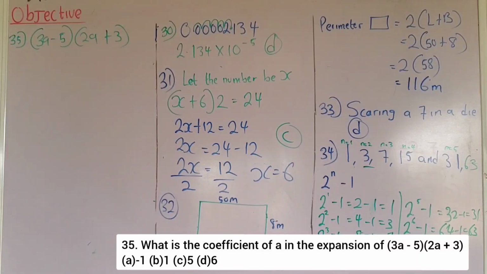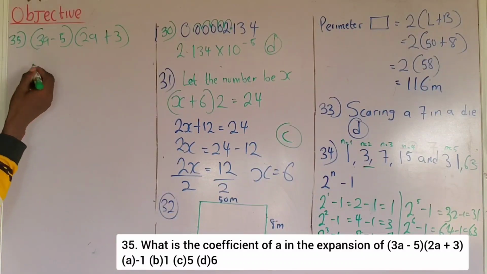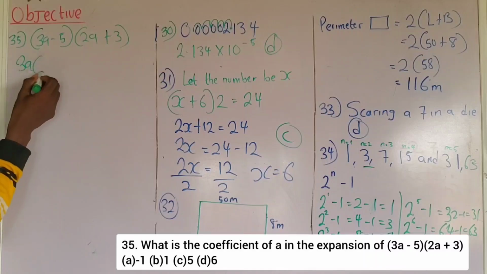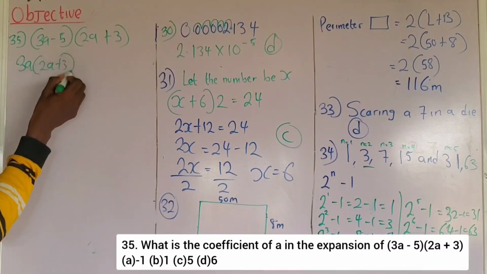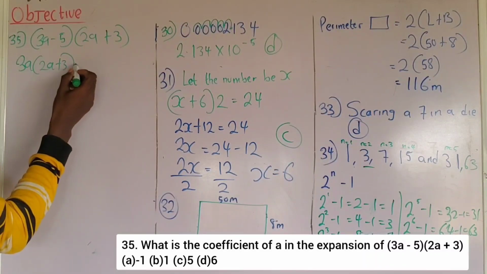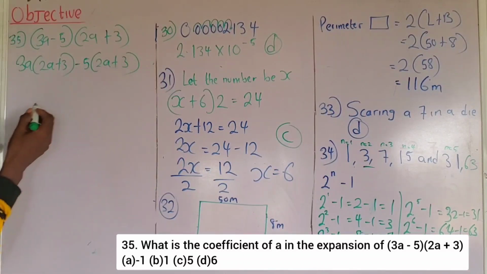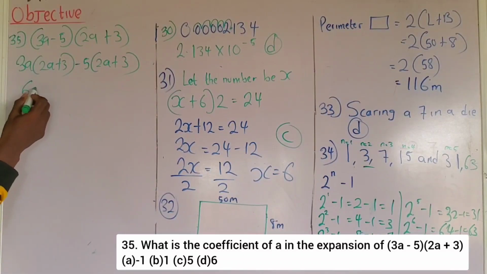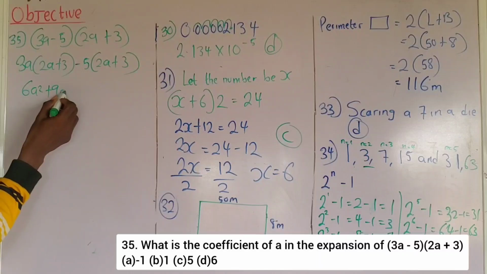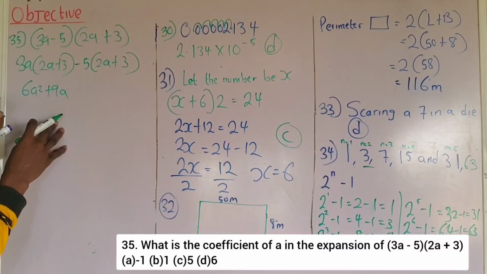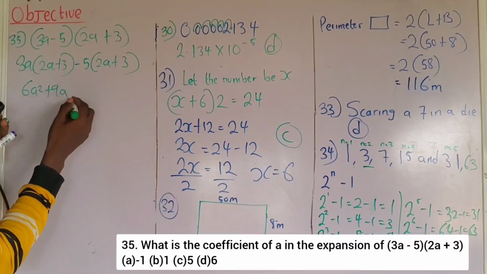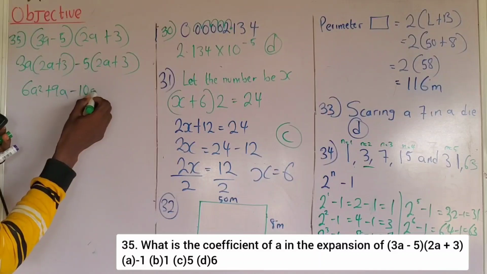Now, I told you that the coefficient simply means the number before the letter A. You understand? So let us expand this. For this, I'm going to have 3A into brackets 2A plus 3, just like what we did earlier. And for this, I'm going to have minus 5 into brackets 2A plus 3. Now here I'm going to have 6A squared plus 9A, yes, minus 10A.